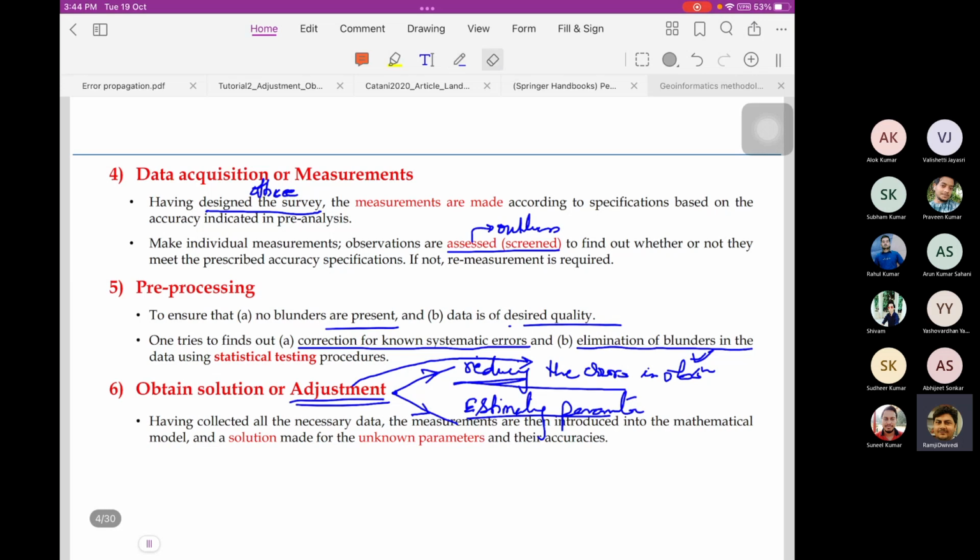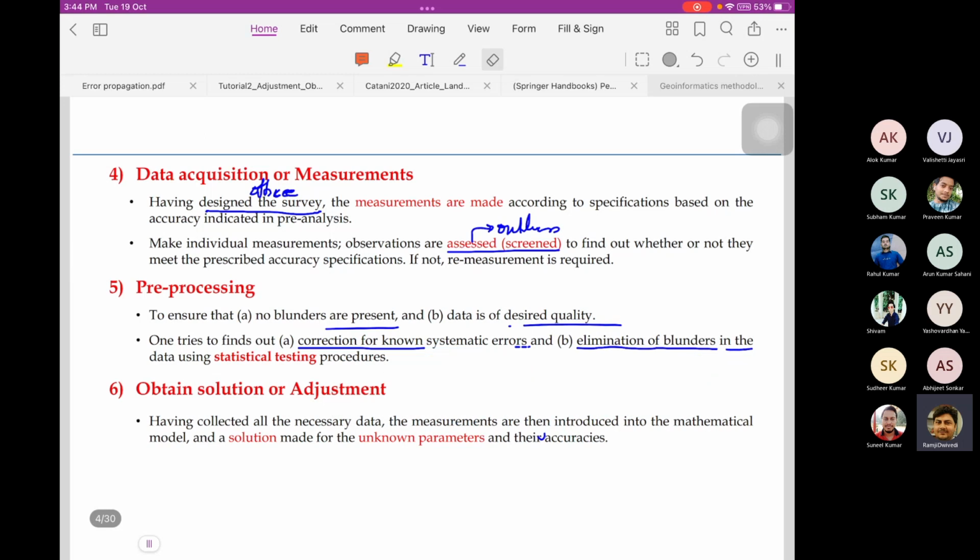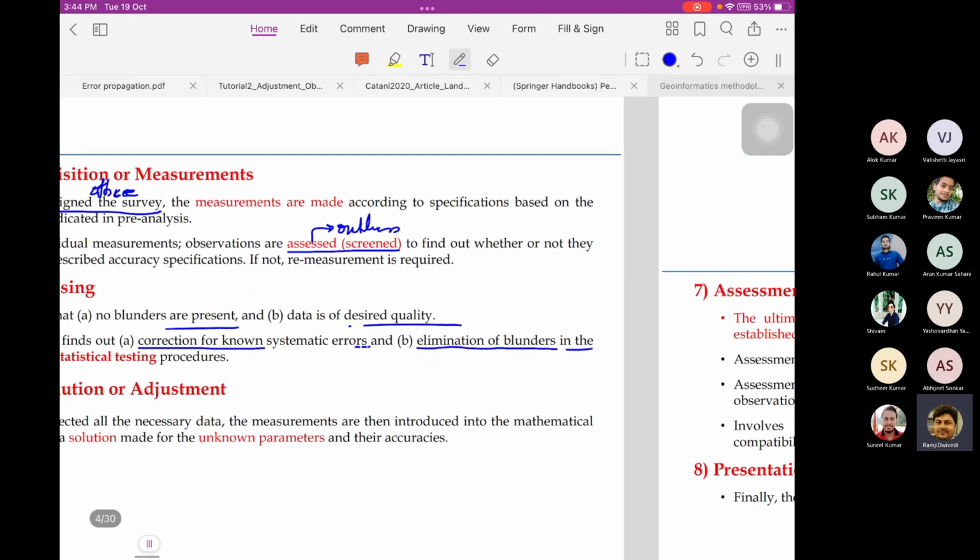Many a time a student gets confused with the term adjustment. So why are we doing the adjustment? That is the foundation of this course. That means we are trying to adjust the data set such that our final aim to estimate the parameters could be achieved. So that is the sixth step.